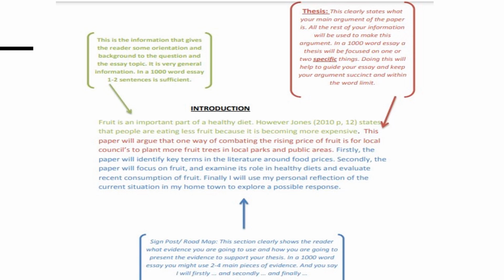And then in blue, we can see this section clearly shows the reader what evidence you are going to use and how you are going to present the evidence to support your thesis, right? And you can see they are using how many sentences? Two. You can use two or four. They're using two or four pieces of evidence. And you know they're using words like I will firstly and secondly and finally.